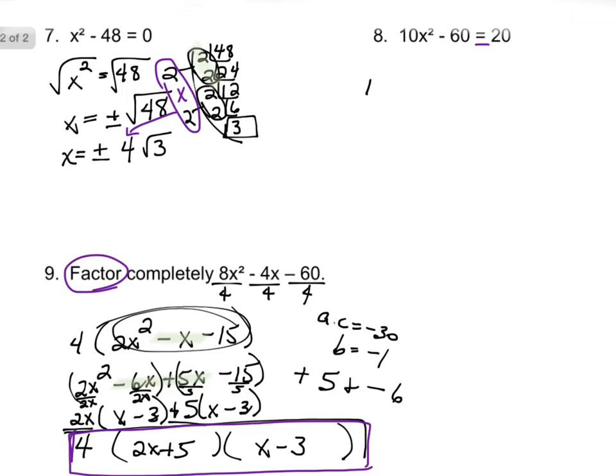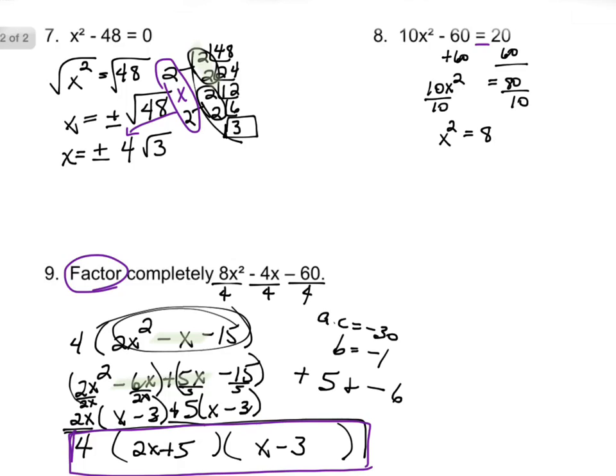We have 10x squared. Well, first of all, we notice there's no x term, so that changes things. We're going to add 60 to both sides. So this becomes 80. And then you have 10x squared. Divide by 10, because we remember we want just an x squared. So x squared is equal to 8.